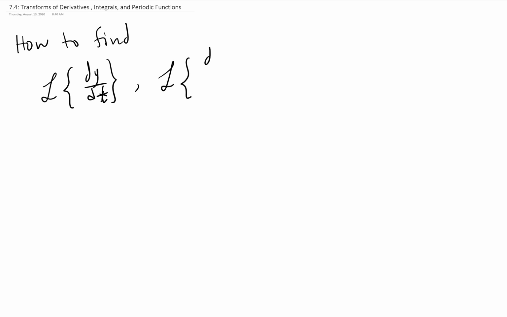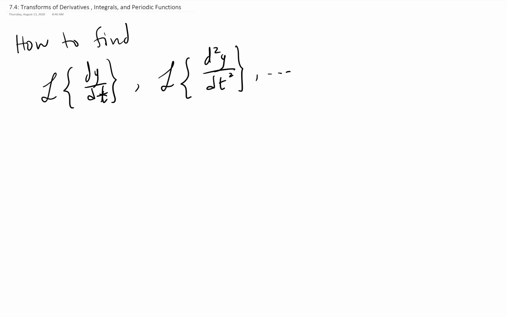Section 7.4, transforms of derivatives, integrals, and periodic functions. We're going to just do derivatives and integrals. So the question is how to start with this one, how to find the Laplace for a derivative, say the first derivative with respect to t, or maybe for the second derivative. And at some point, can you find a pattern or not for this?